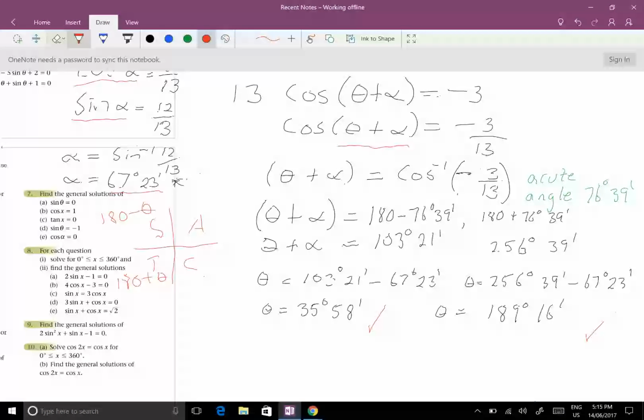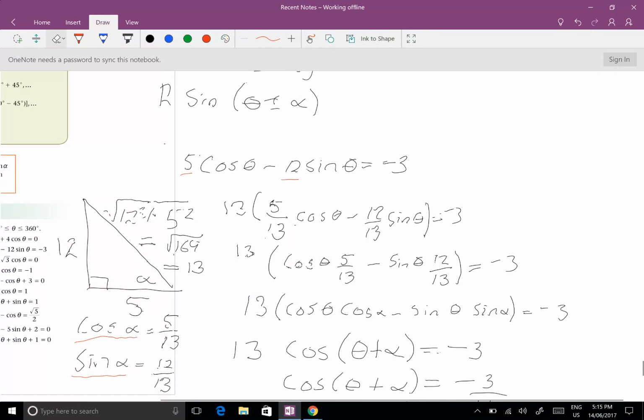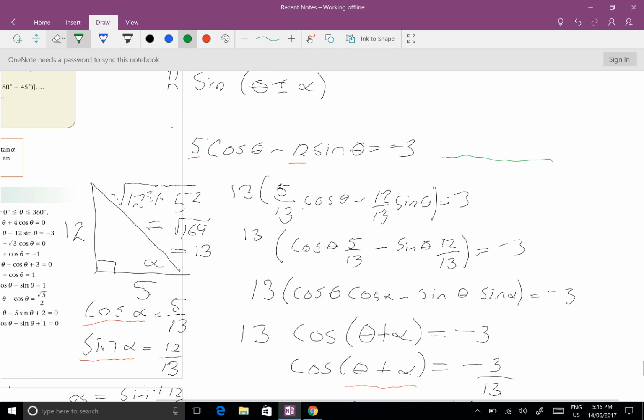Now you're going to think that's hard, but it's not that difficult. Let's look back at what we did. We had this equation. We thought, right, let's write it in another form. Let's get 5 and 12 as a ratio of sine or cos of an angle. We can do that. We just create a right angle triangle with 5 and 12 on the short sides, find the hypotenuse by Pythagoras, and then go, well, if this is a right angle triangle, cos alpha will equal 5 on 13, and sine alpha will equal 12 on 13.